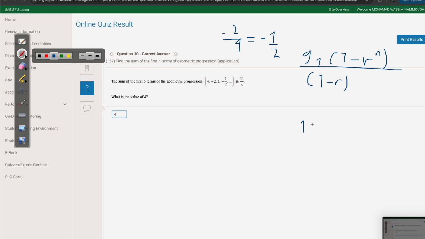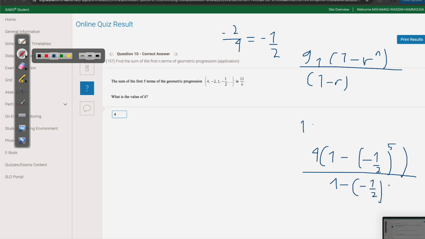So 4 into 1 minus negative half to the power of first 5 terms, so n is 5, over 1 minus negative 1 over 2, which is going to give us 11 over 4.